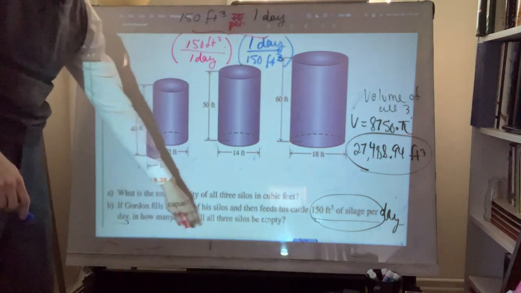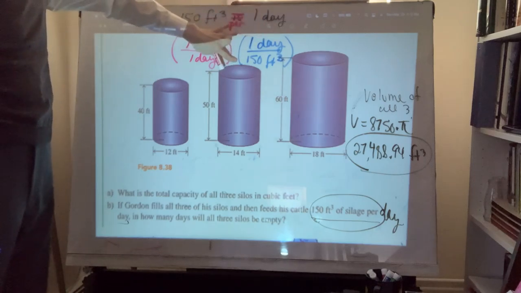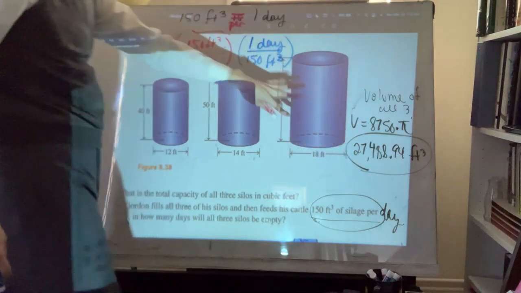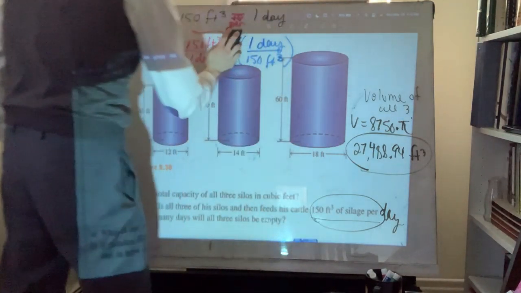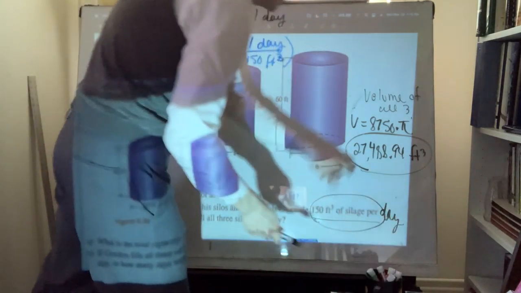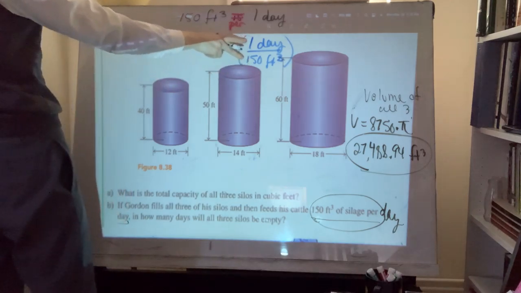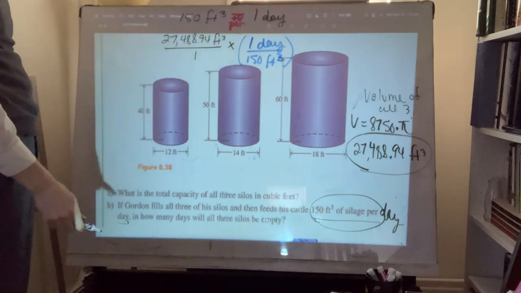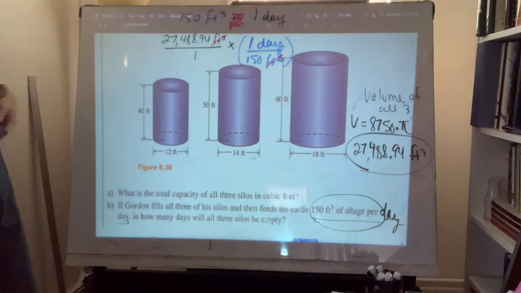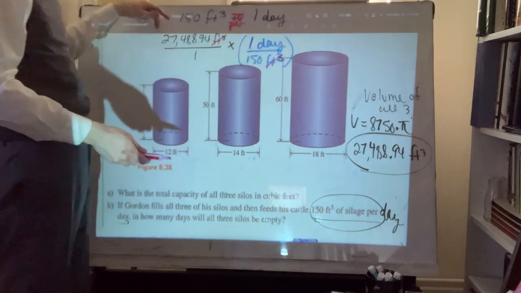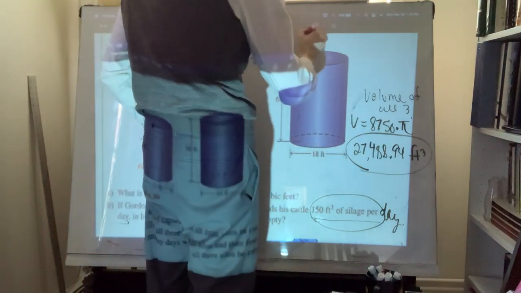Now, if you're trying to figure out how long it is going to take in terms of days for these to empty out completely, it is this incarnation of the conversion factor in blue, utilizing the total volume, that will calculate days as the answer. So essentially what you would do is take your total volume, which we just figured out, 27,488.94 feet cubed, and multiply it by the conversion factor oriented like this. It's more or less a fraction of 1 times the conversion factor. So what cancels? What is diagonal? Feet cubed. And then what are you left with? The unit that you actually want. The bottom line is you're going to take 27,488.94 and divide by 150. And what you're going to get is approximately 183 days.